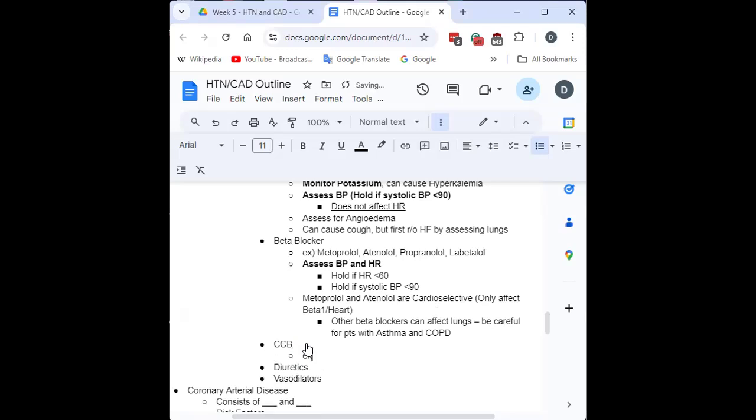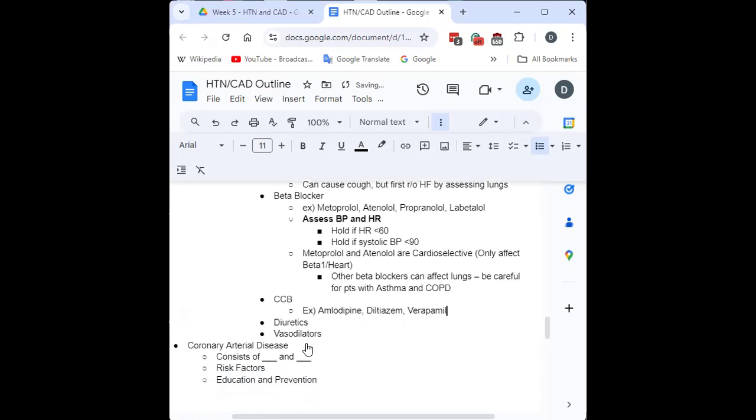Okay, so calcium channel blockers. Amlodipine is a common one. Cardizem, diltiazem is the generic. Diltiazem, verapamil. These are the most common ones I can think of. With this one, do you look at blood pressure and heart rate, or just heart rate, or just blood pressure?